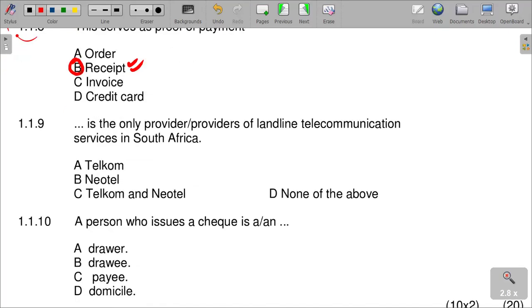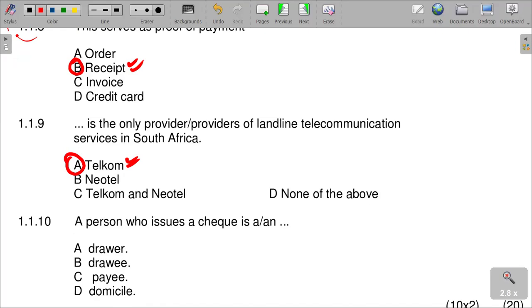Number 9, dash is the only provider of landline telecommunication services in South Africa. The telecommunication services in South Africa are provided by Telkom. I'm sure we are quite aware that Telkom is a telecommunication company in South Africa that is responsible for the provision of landline communication.